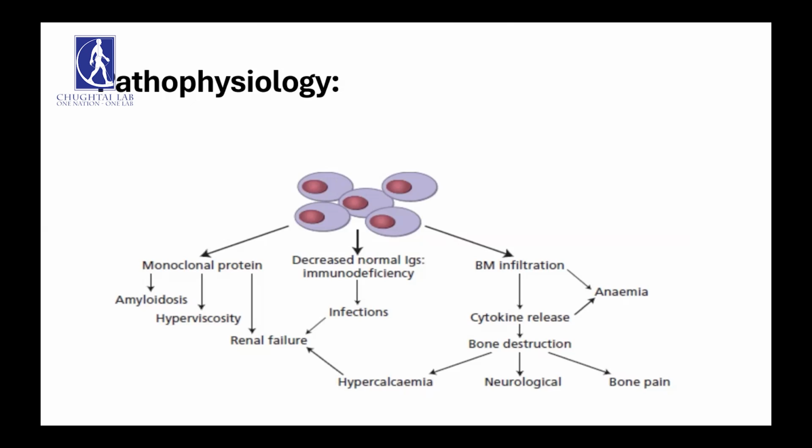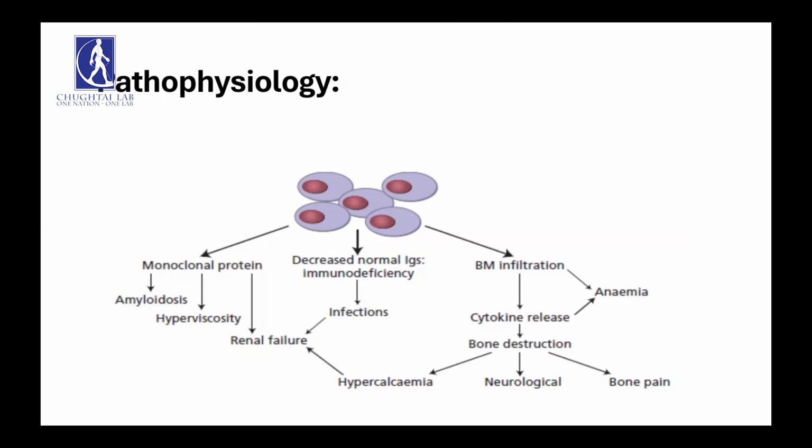Renal failure occurs due to incorporation of the light chain Bence Jones protein within the renal tubules. Decreased normal polyclonal proteins will cause immunodeficiency, which further causes recurrent bacterial infections, most commonly Staph aureus, Strep pneumoniae, and E. coli as well. These recurrent infections can also cause renal failure.